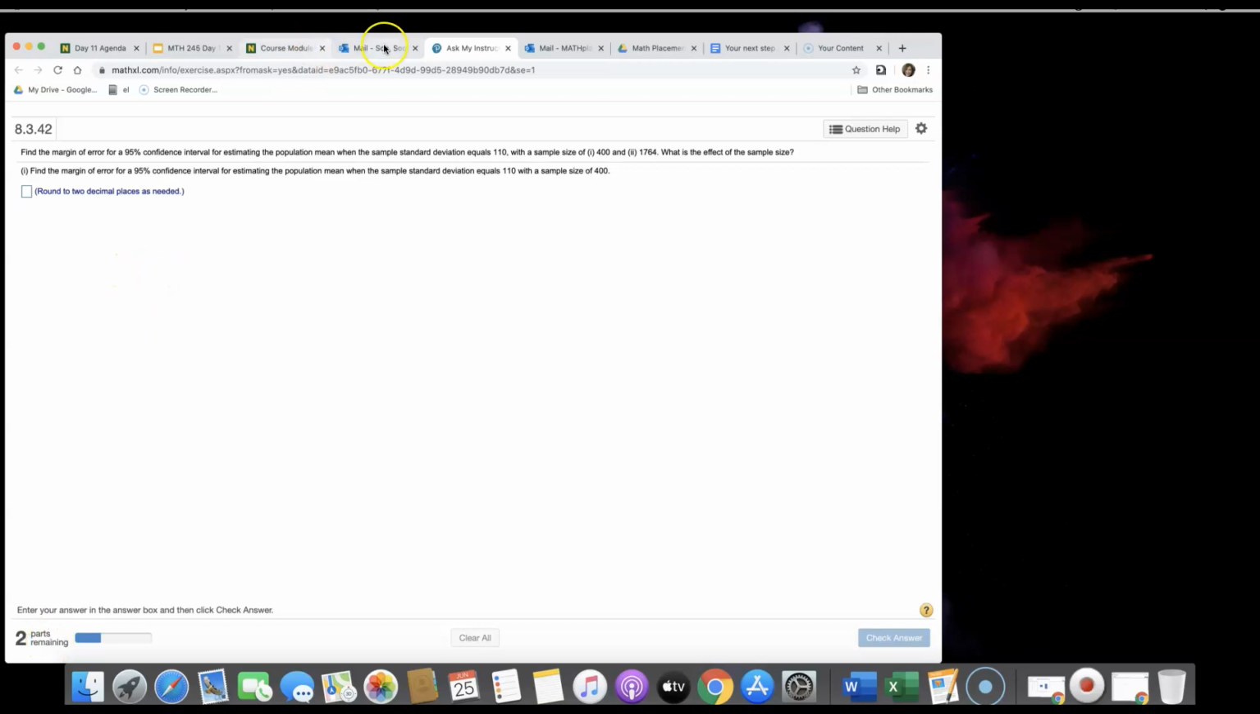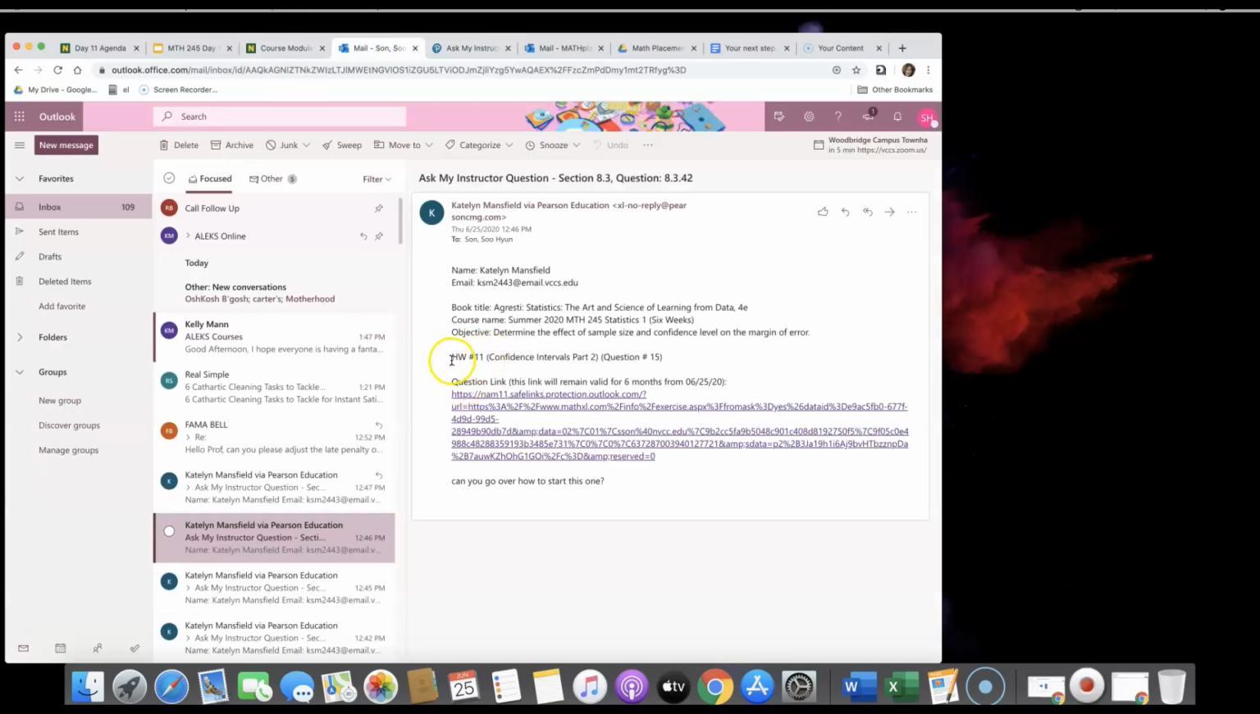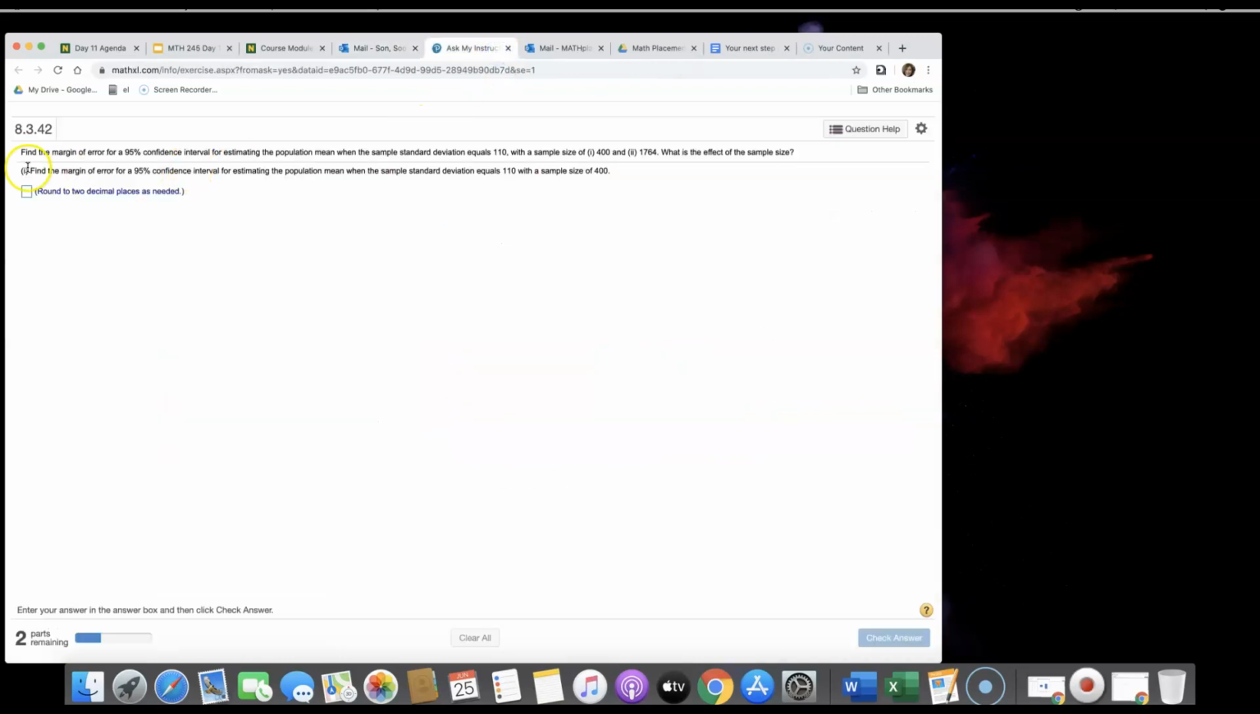All right, now this one is from homework number 11, confidence interval part 2, question number 15. So let's take a look at this one. Find the margin of error for a 95% confidence interval for estimating the population mean. So we can usually do t-stat, right? Oh, I'm sorry, t-interval, right? T-interval. But I think this one's a little different. So let's be a little careful.